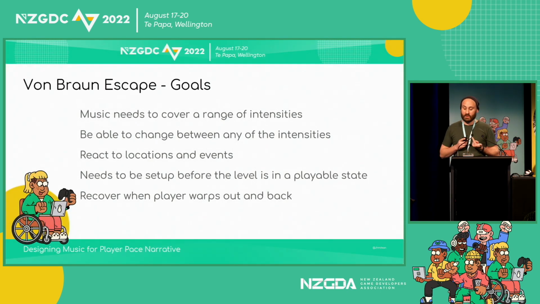So the music needed to cover a range of intensities. It needed to be able to change between any of those intensities, go from a high to a low, to any one of those at a time. It needed to react to the locations and the events. It needed to be very versatile and changing. It needed to be set up before the level was playable. That was the big problem on this one. And I needed to be able to recover when the player warped out of that level and came back again. We need to be able to jump back in and it needs to still work.